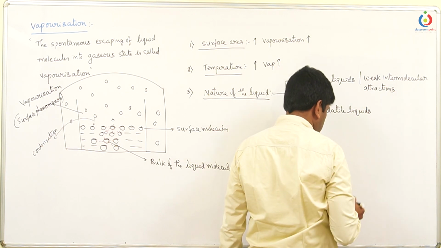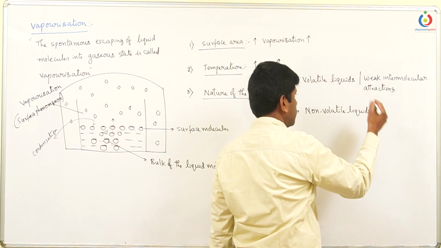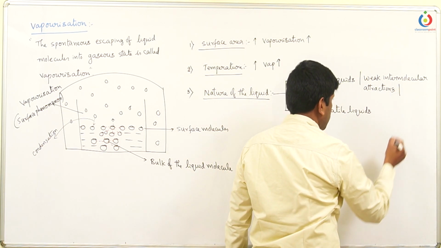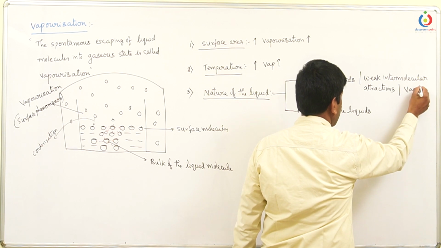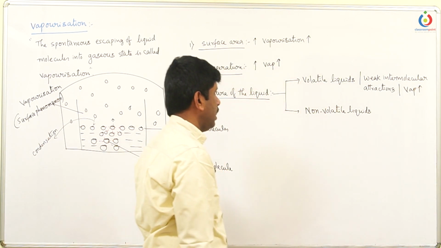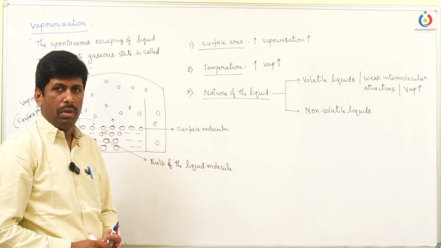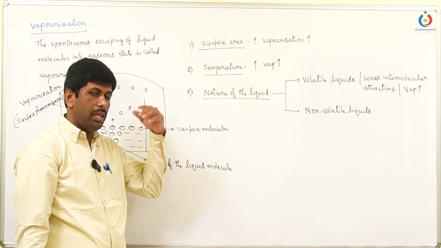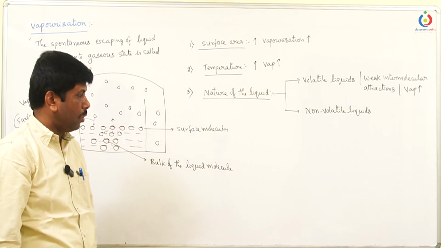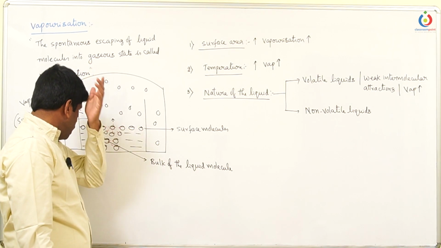These weak intermolecular attractions make these molecules escape easily into the vapor state. So vaporization again increases in the case of volatile liquids. For example, petrol or alcohol molecules can easily enter into the gaseous state even at room temperature.